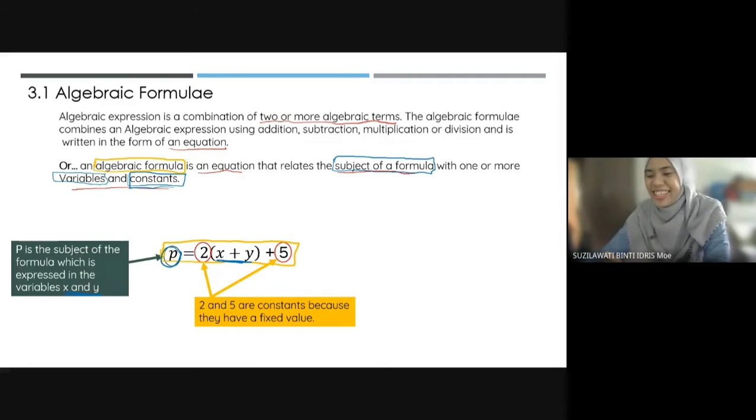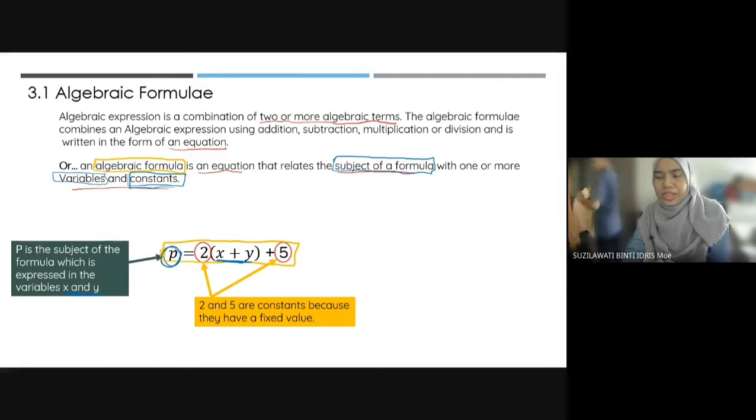To the next slide. Okay, constant is a fixed value. 2 and 5 here is a fixed value. That's why we call it constant. So remember, an algebraic formula must have these three things: subject of formula, variables, and constants. Look at how I write the algebraic formula. First, I write the subject of formula. Then I write equal. After that, I write the constant and variable. So you learn from how I write the algebraic formula there.